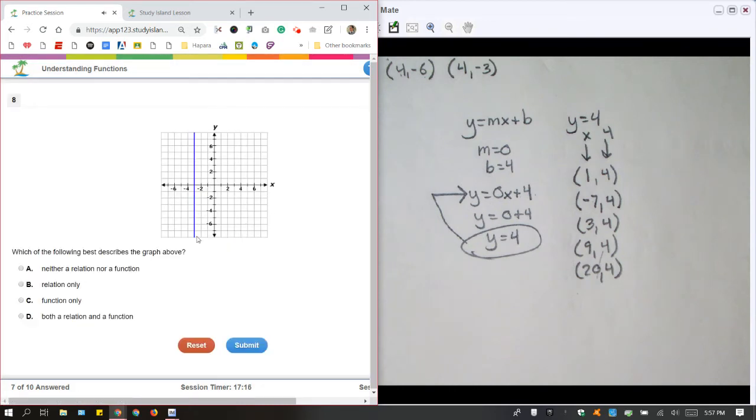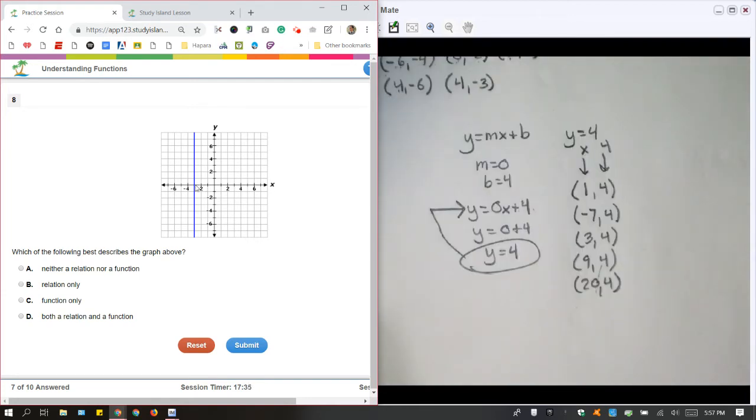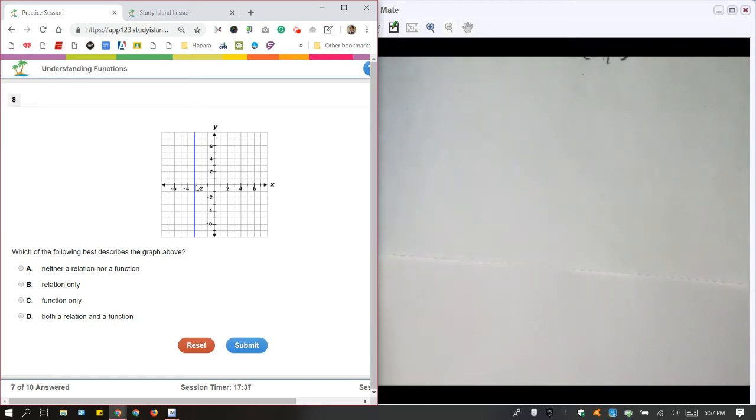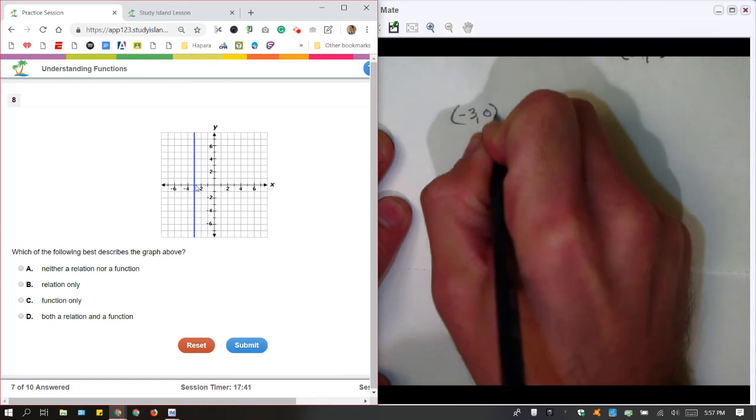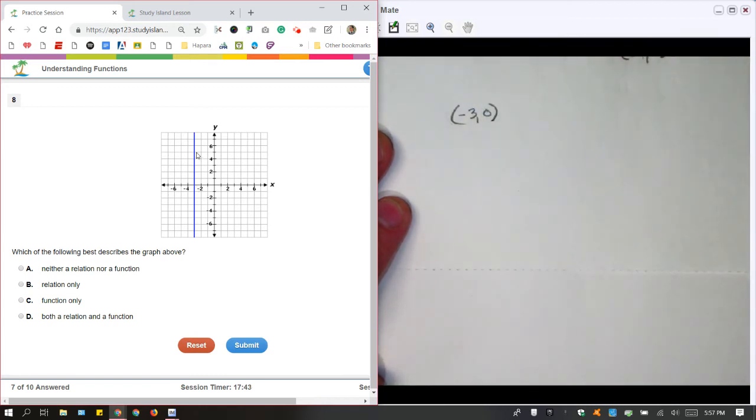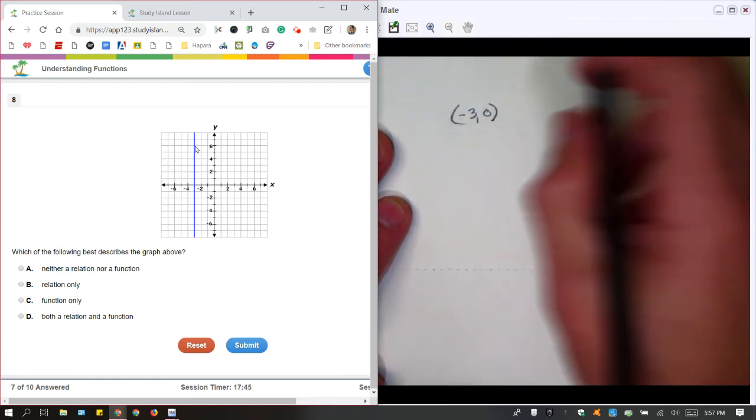All right, so let's take a look at this graph. Well, what's going on here? First of all, do we have x and y points? If you have something on a coordinate plane, you have x and y points, that means you have a relation. So this definitely is a relation. But is it a function? Well, let's take a look at some of these points. Right here, that would be the point negative 3, 0. So negative 3, 0. Start with that. What's another point on here? Let's say up here. Well, that's negative 3, 6.